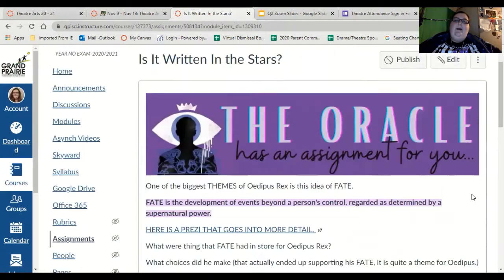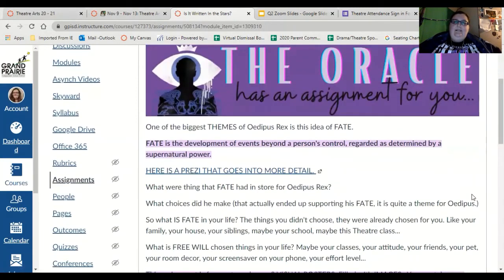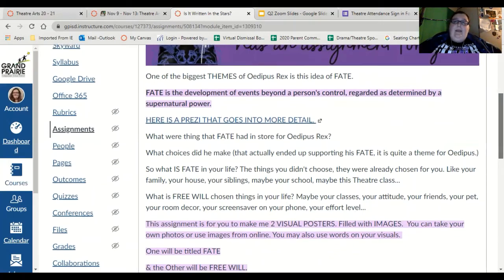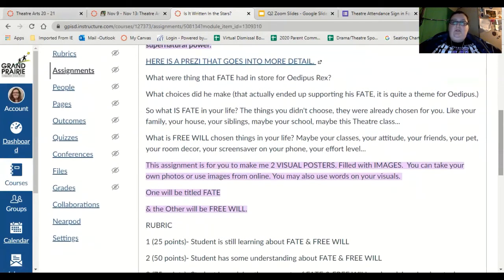And then we're going to talk about fate. Fate and free will are a big deal in Greek plays. Fate is like you don't have a choice. Like it's going to happen. It's your fate, your destiny. And free will means you get to choose. So I want you to make 2 posters. You can make it on the computer or you can draw it. Either one is fine.